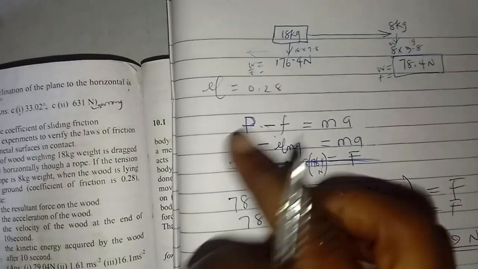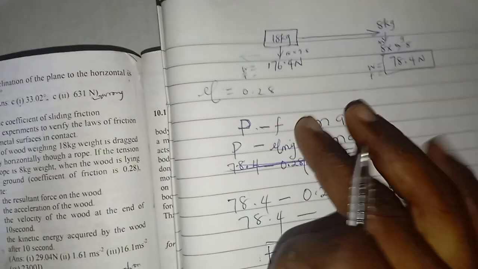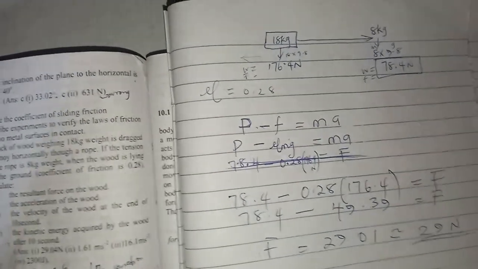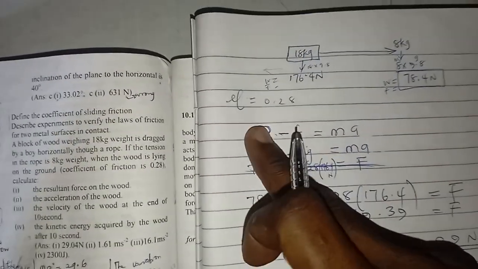I've told you, anytime you are calculating friction horizontally, this is your formula. Depending on if it's at equilibrium, a here will be 0, and that means this P will be equal to the friction.